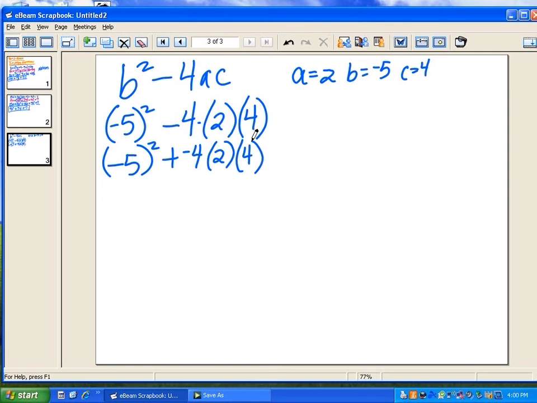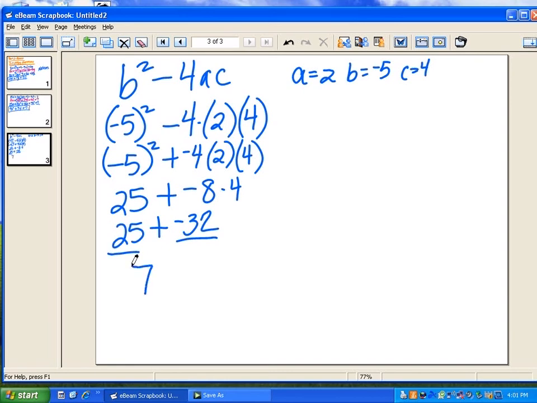Okay, and now I can say negative 5 times negative 5 is positive 25. And a negative 4 times a positive 2 is a negative 8 times that 4. And I still have to do my multiplication before I can add. So negative 8 times 4 is negative 32. And when I add these two together, I'm actually subtracting because this guy is a negative and this guy is a positive. So it's really a difference of 7. And because this one is bigger or appears to be bigger, the answer is negative 7.